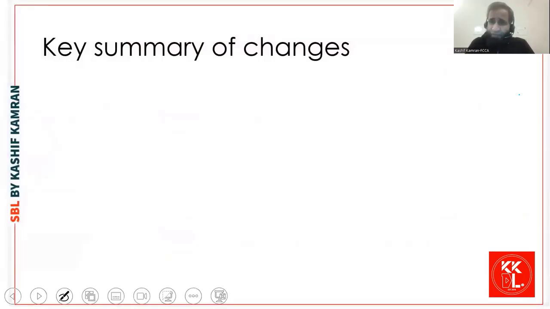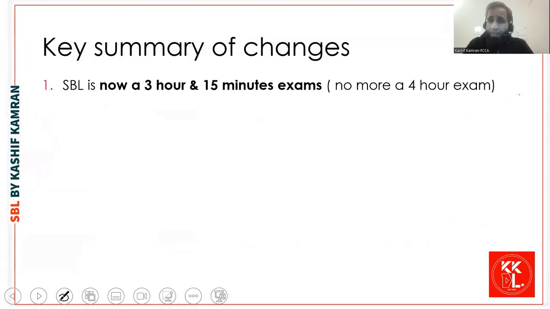Key summary of changes. Number 1, SPL is now a 3-hour and 15 minutes exam, no more a 4-hour exam. Is everyone clear with that? I'll just be needing quick answers as we go through the summary of changes. So it's now a 3-hour and 15 minutes exam. Now, when you do the old past papers prior to September 23, how much time will they take? 4 hours.